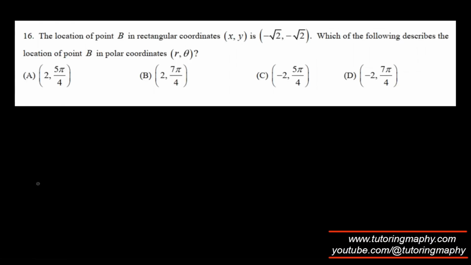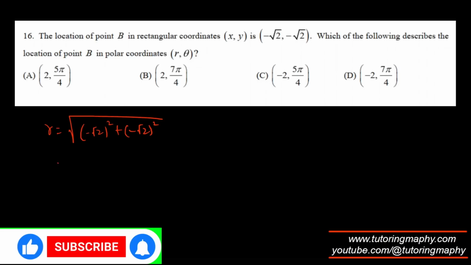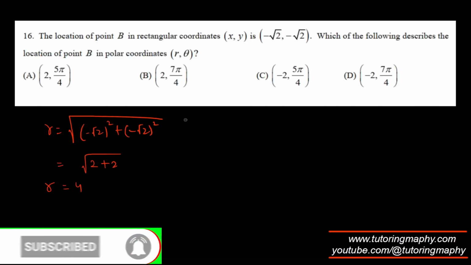Okay. Likewise over here, r comma theta. So r is the square root of negative root 2 square plus negative root 2 square. 2 plus 2 is 4 because root 2 square is 2, right? 2 plus 2 is 4, 4 root is 2.